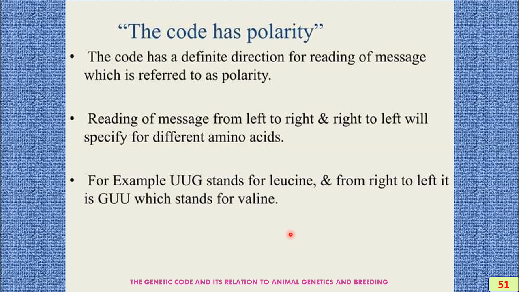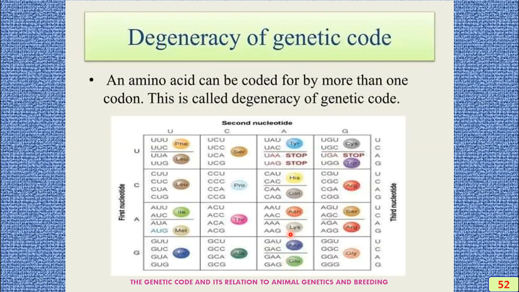So the code has polarity. The code has a definite direction for reading the message, which is referred to as polarity. Reading the message from left to right and right to left will specify different amino acids. For example, UUG stands for leucine, whereas from right to left it is GUU, which stands for valine.